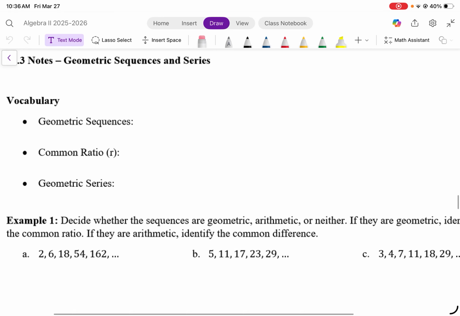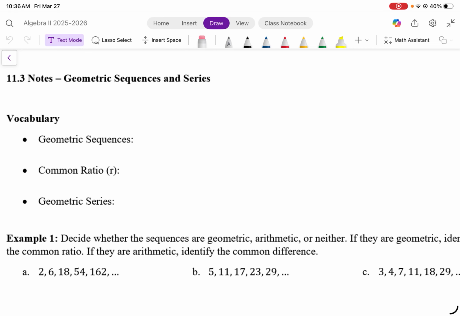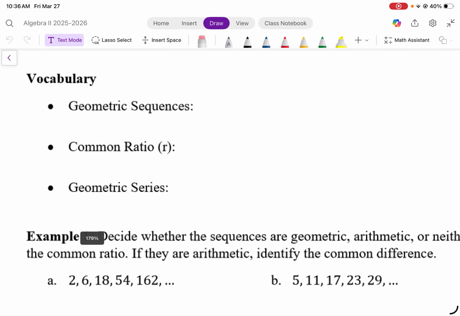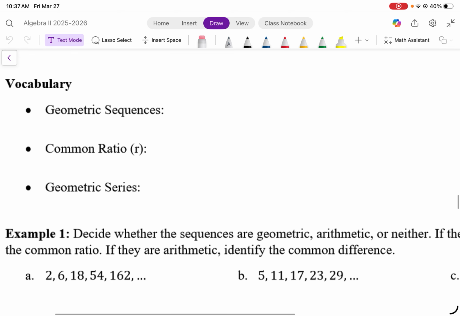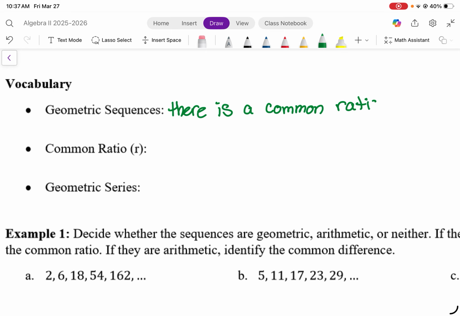Okay, section 11.3 is our geometric sequences and series. So for our vocabulary, we have our geometric sequences, and that is when there is a common ratio between the terms. All right, and then the common ratio is going to be represented by the variable r, and that's the value that is multiplied to get the next term.